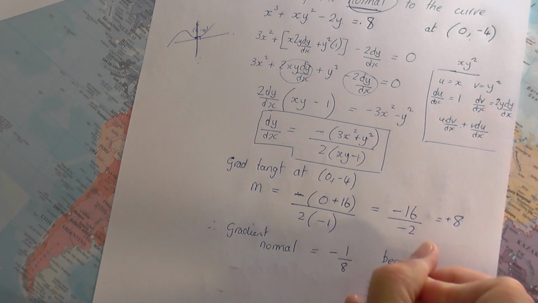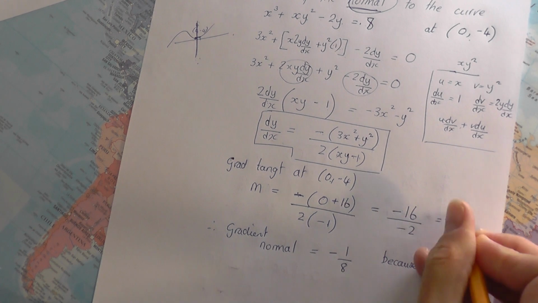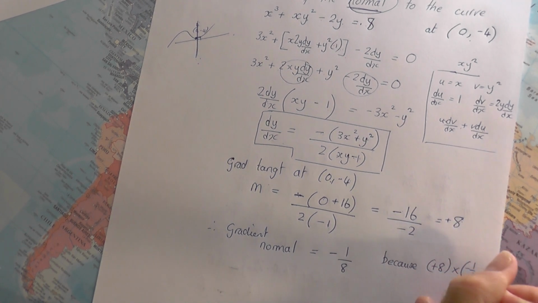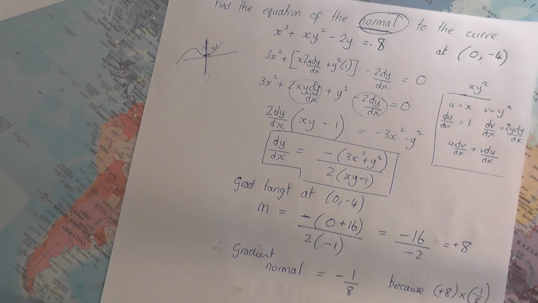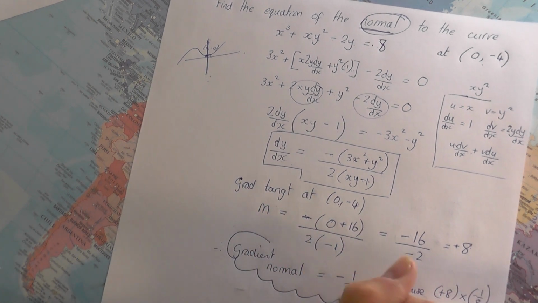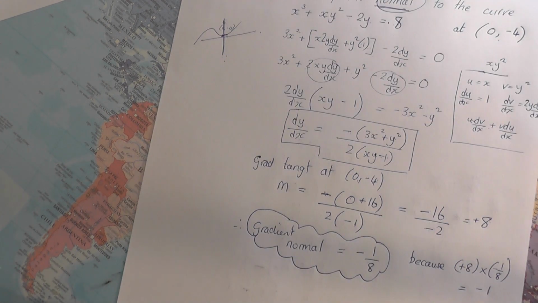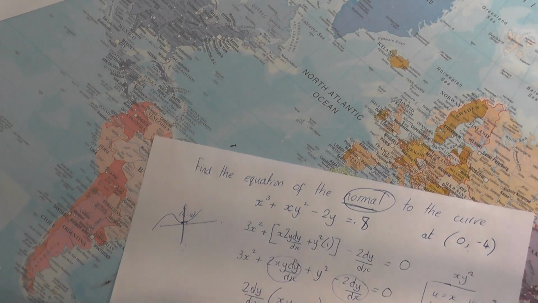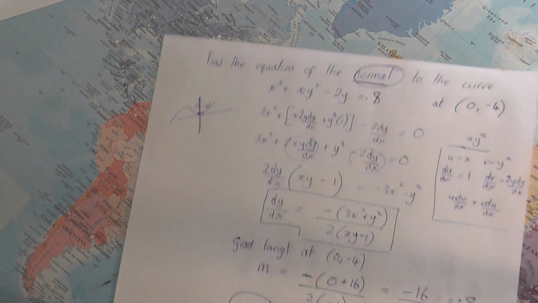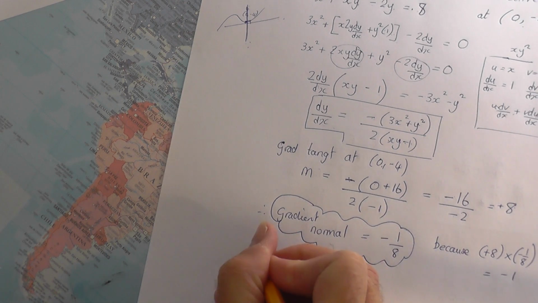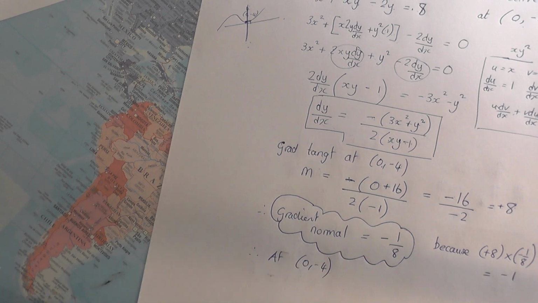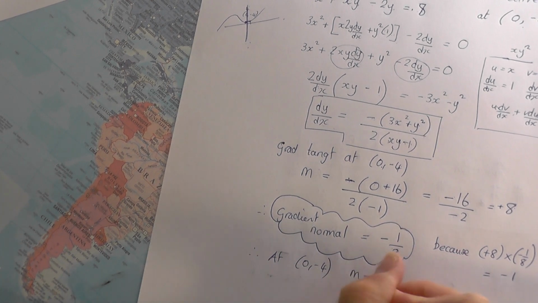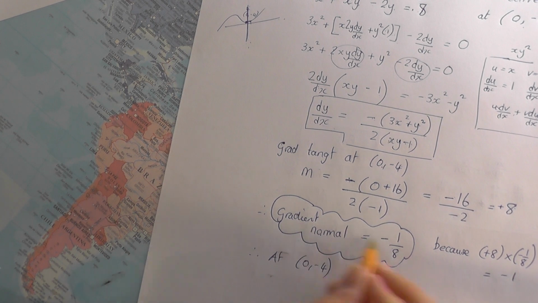And you need to specify because +8, multiplied by -1/8, gives you an answer of -1, and that's the standard test for perpendicular lines. So there you go. There's the gradient of the normal. Now we are asked for the equation of the normal to that curve at that point. So the equation of the normal comes from, therefore, at this point, (0, -4), there's the point we're going to use, with a gradient of -1/8, for that's the gradient of the normal.